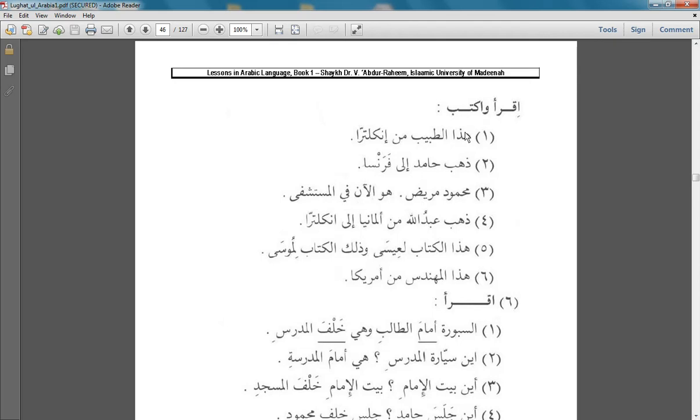اقرأ واكتب. Read and write. هذا الطبيب من إنكلترا. This doctor is from England. ذهب حامد إلى فرنسا. Hamid went to France. Now pay attention to here. This ذهب, it's a verb. Whenever you get a doer of a verb, the one who is doing the action of that particular verb, this in Arabic is known as fa'il. And that fa'il, the one doing the action, will always have a dhamma on it. So in this case, حامدٌ. ذهب حامدٌ إلى فرنسا. And again, we have another example of إلى, followed by a noun, فرنسا, so it will not take a kasra physically.